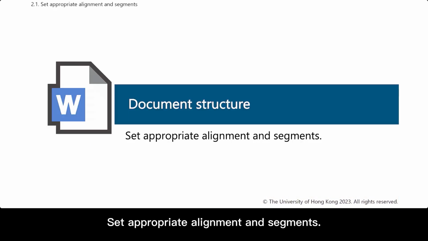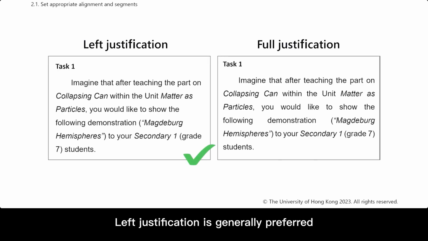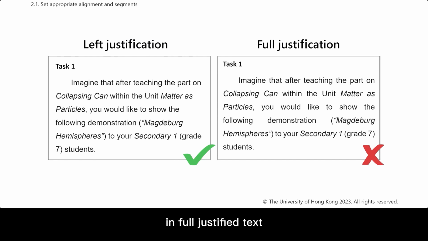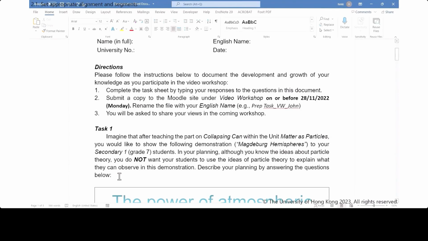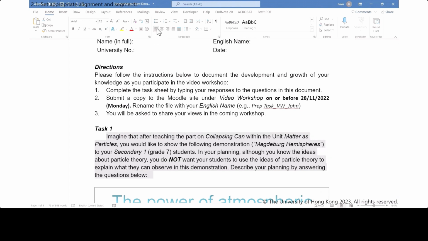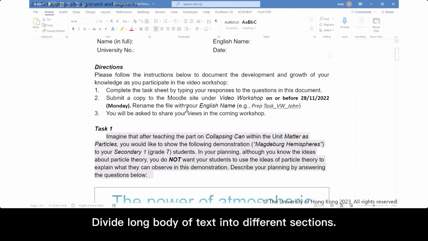Set appropriate alignment and segments. Left justification is generally preferred to full justification. The uneven spacing between the words in fully justified text could make it difficult for readers to follow and understand the text. Another point is avoiding long and complicated sentences. Divide long bodies of text into different sections.